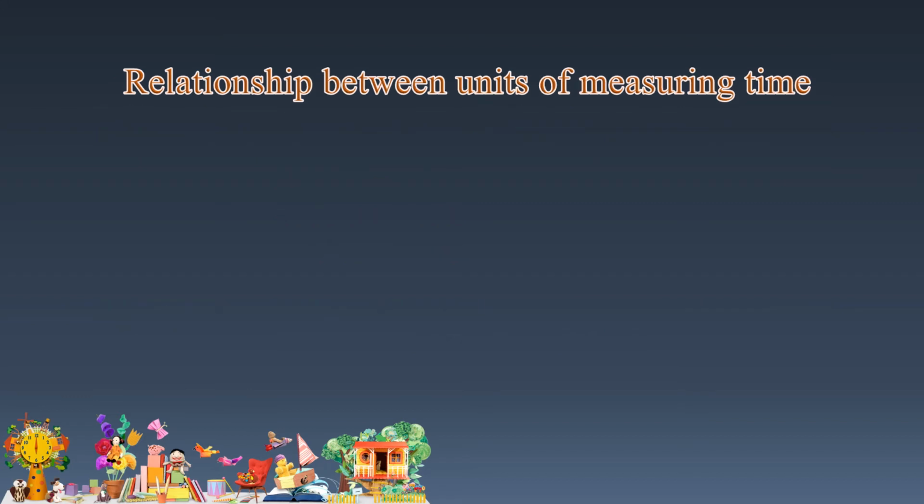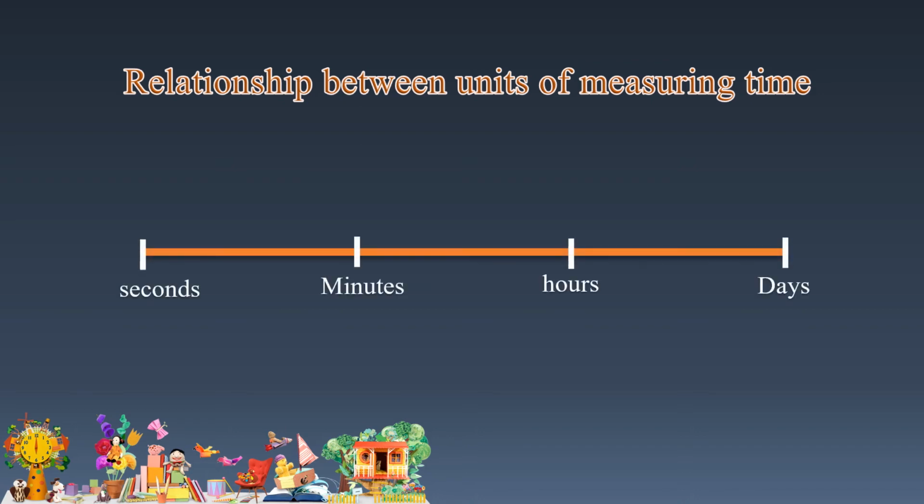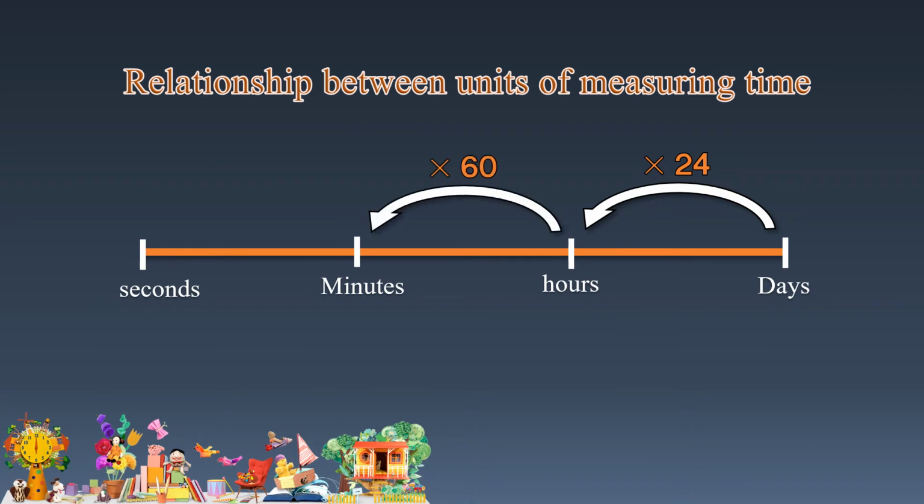Next, I'm going to represent all the relationships between units of measuring time that we have discussed today in one figure. Now have a look at this. If the time is given in days and if you want it in terms of hours, you can simply multiply the number of days by 24. So if the time is given in hours and you want it in terms of minutes, you can simply multiply the number of hours by 60. So if the time is given in minutes and you want to convert it into seconds, you can simply multiply the number of minutes by 60.